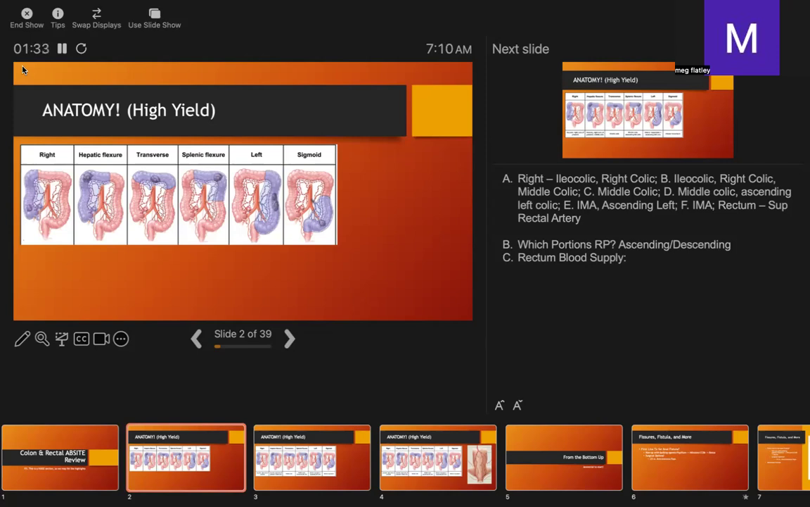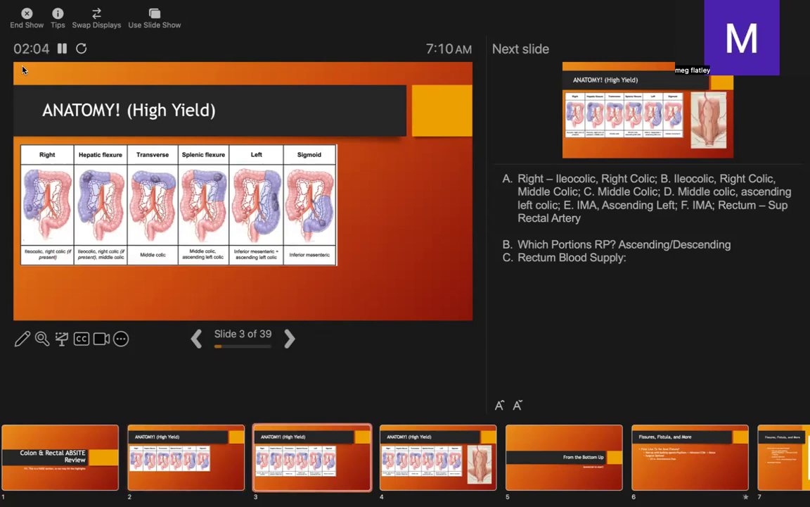Great. Okay, what about for the left colon? Yeah, left colic and the IMA, right? Partially. And then what about for the sigmoid? The IMA, right? The IMA for the sigmoid. Okay. And then the rectum, which I don't have a picture on. Oh, yeah, I do. Okay, so yeah, here we go. Woohoo! There's all the pictures.